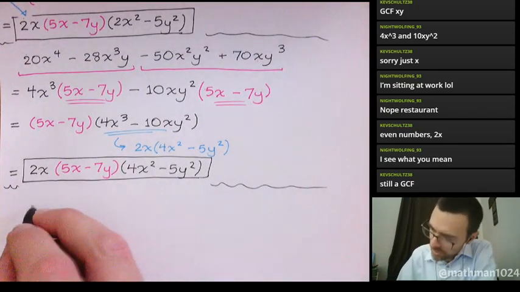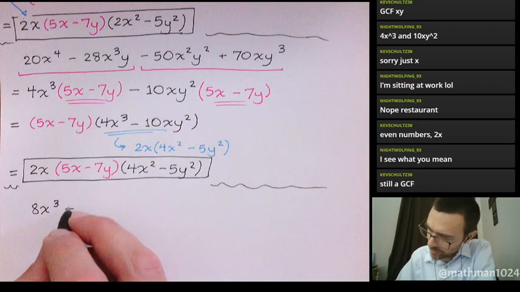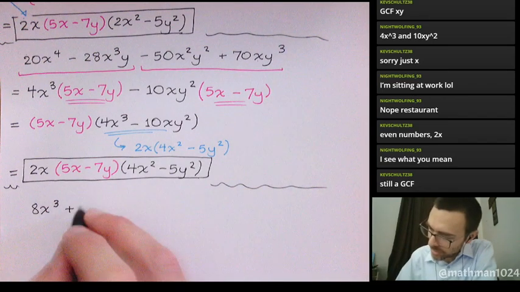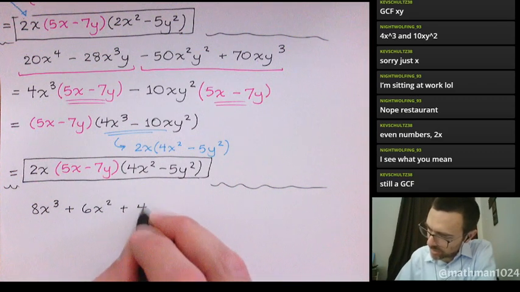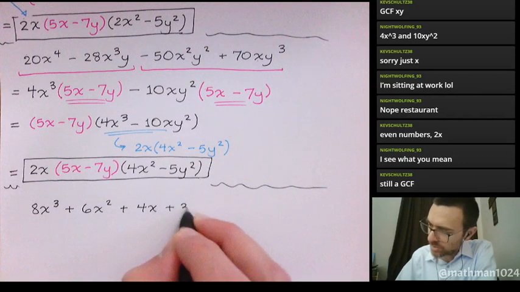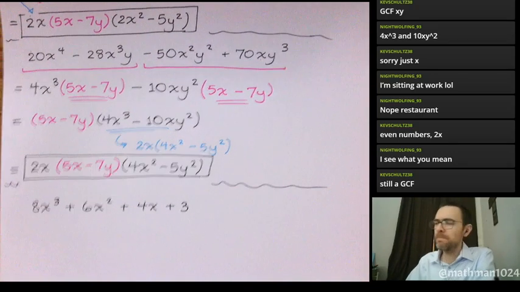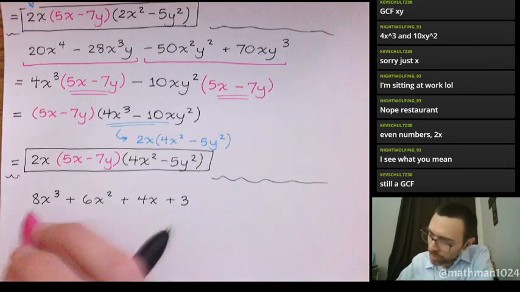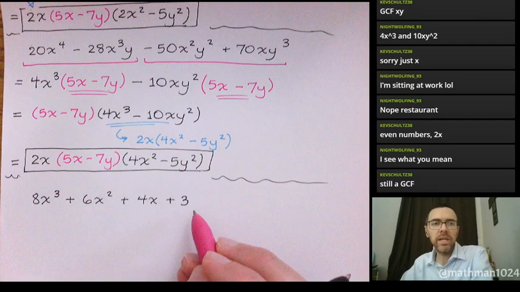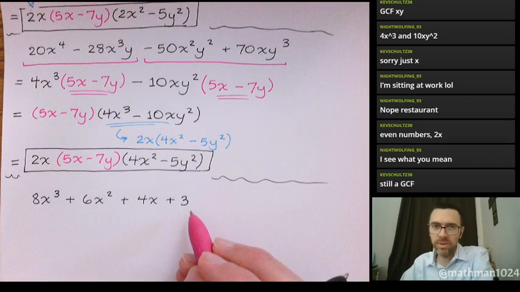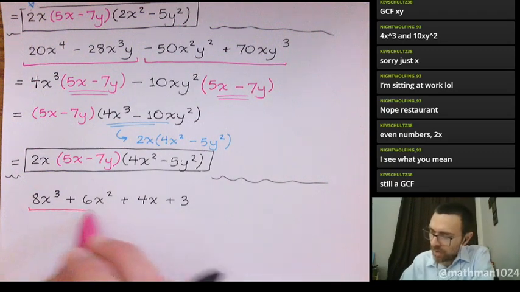All right, so let's do 8x to the third plus 6x squared plus 4x plus 3. Nice, simple problem, right? When we look at this problem, is there a common factor for everything? And the answer is no. You see stuff in the first 3 terms, but I don't care about the first 3 terms. I'm looking for the whole polynomial, and 3 throws everything off. So 4 terms, factor by grouping.